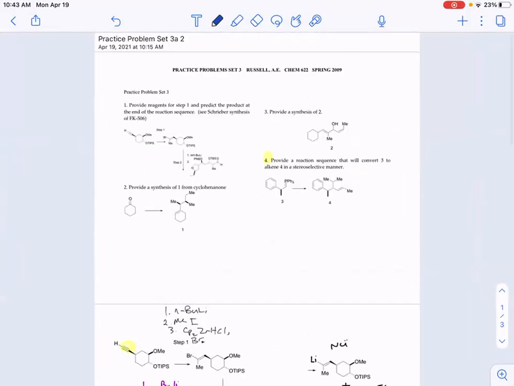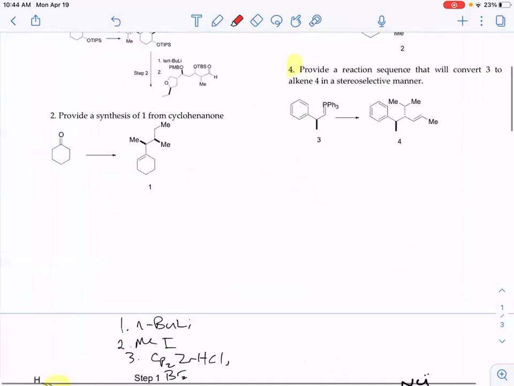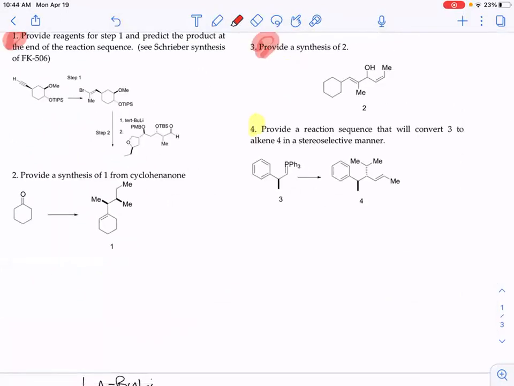So let's look at which one y'all want to do, 2 or 4? We already did 1 and 3. We can do 4. All right. So 4 says provide a reaction sequence that will convert 3 to alkene 4 in a stereoselective manner. All right.